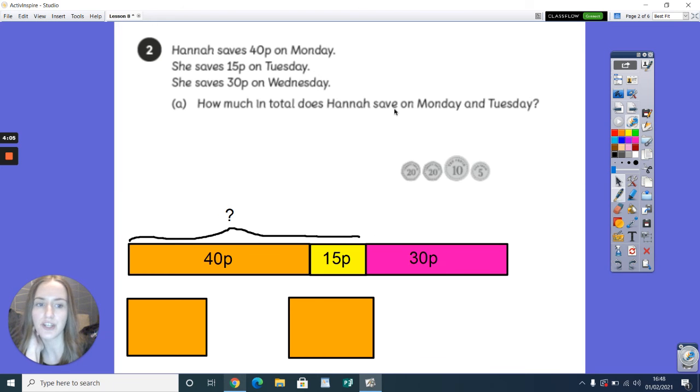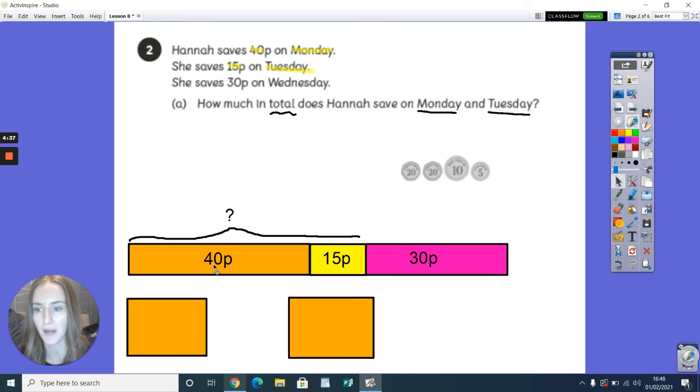How much in total does Hannah save? Oh, not how much in total altogether. We've got to read the question carefully. Okay, there's one in your workbook that's similar to this, so you need to read it really carefully. How much in total does Hannah save on Monday and Tuesday? So only, let's look back at the facts of the question, only Monday and Tuesday.